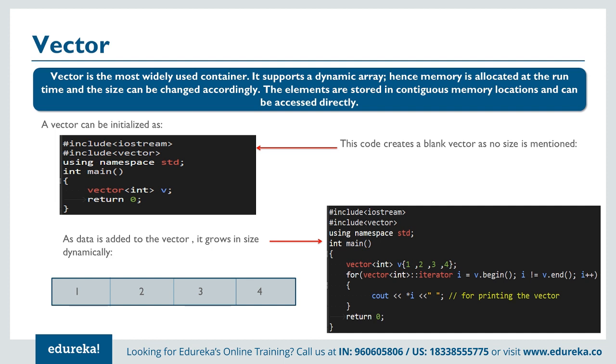As data is added to the vector, it grows in size dynamically. As I have already mentioned, it is dynamic in nature. So if you add an element to a vector, the size will grow dynamically. Dynamically meaning at runtime, while the program is in execution. So this is how a vector works. We shall look at all of this with the help of examples in some time in our further discussions.